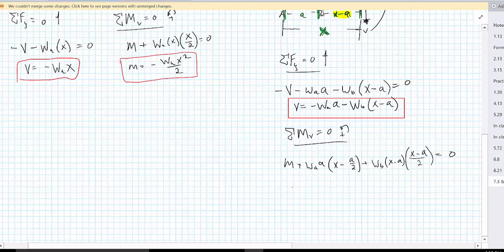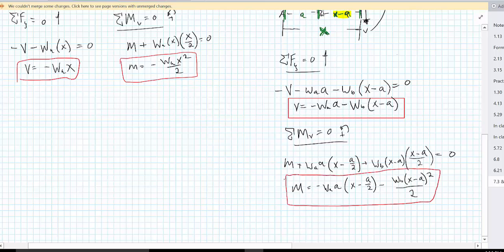So then we can say our moment will equal negative W sub A multiplied to A, X minus A over 2, minus W sub B multiplied to X minus A, quantity squared, because there's 2 of them, and this quantity divided by 2. And so this becomes the answer for the moment from the section B to C.